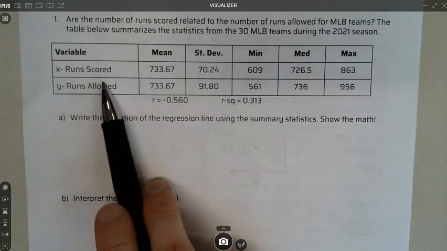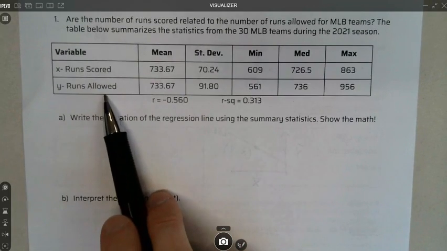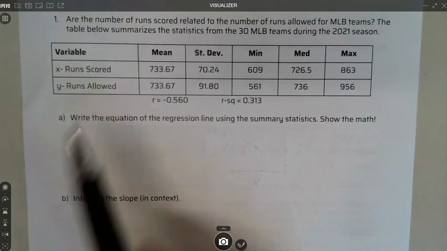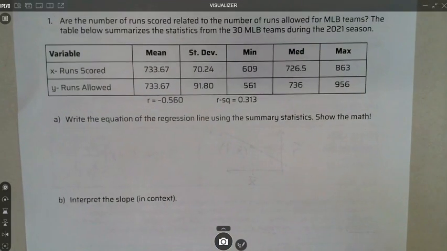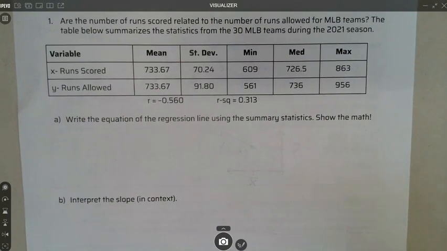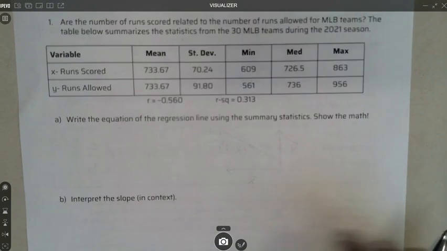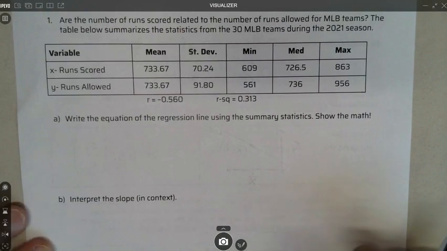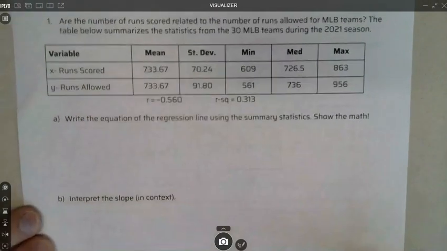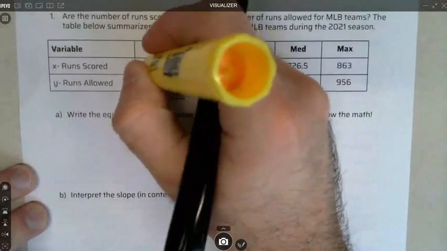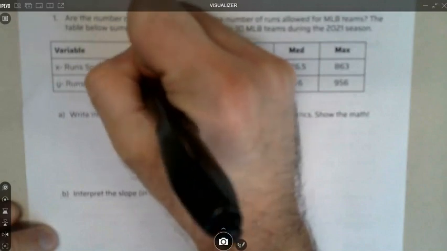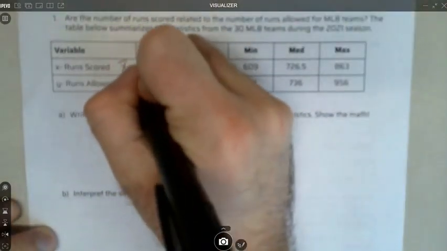So teams that score more runs tend to allow fewer runs, and teams that allow more runs tend to score fewer runs. That's just a little bit of background about what these numbers mean, especially if you're not a baseball fan. First, we're going to write the equation of the regression line using these summary statistics. So let's identify the things that we need. One thing we're going to need is a point on the regression line, and that point will be the mean of x and the mean of y. So here's the mean of x, and here is the mean of y.